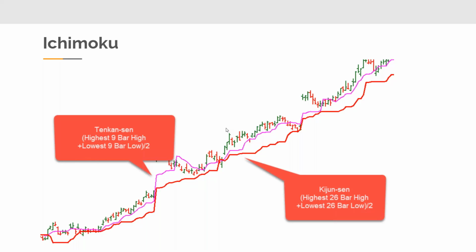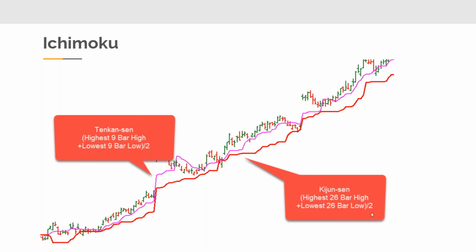So the first two indicators that we're going to talk about are the Tenkan-sen and the Kijun-sen. The Tenkan-sen in this particular example is the pink indicator. If I wanted to tell you how to calculate it, I'm going to look back at the last 9 days. I'm going to take the highest high in that 9 days, add it to the lowest low in that 9 days, and divide that value by 2. The value that I get is going to be this pink line, updated every day. That's the Tenkan-sen.